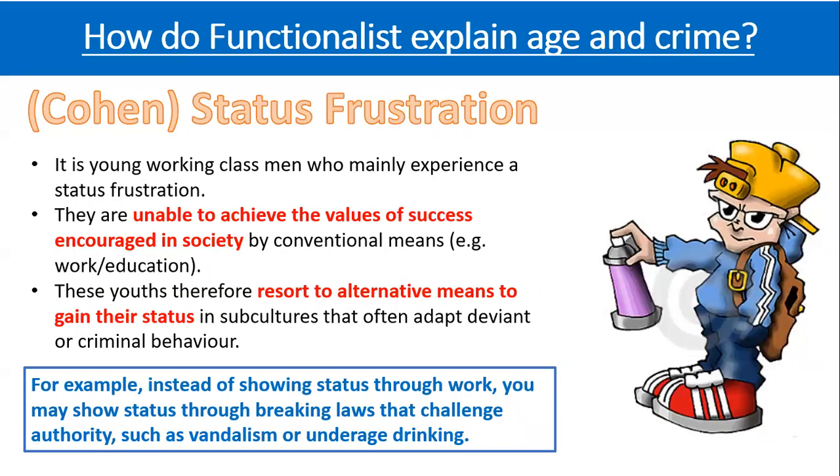Right, so the first one we got is the functionalist. So we got Albert Cohen again with status frustration, and you'll notice there's a crossover. We're trying to work smart here in terms of not doing too many theories where we can. So we've done it before, but just for the sake of it, we'll go over it one more time.